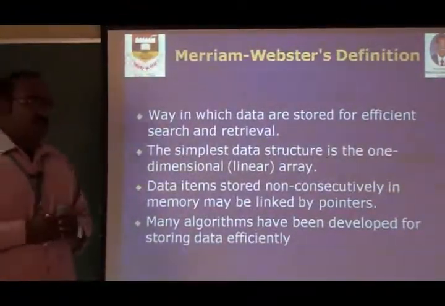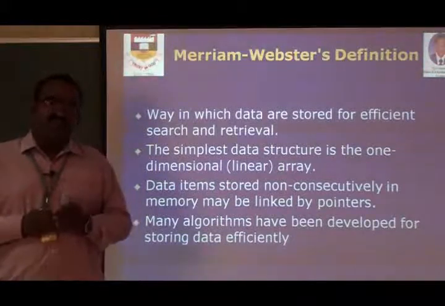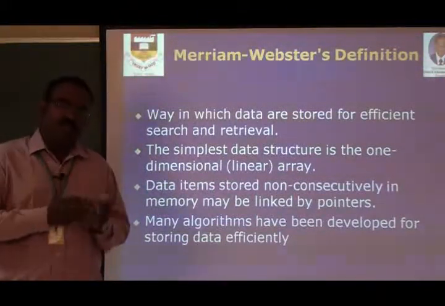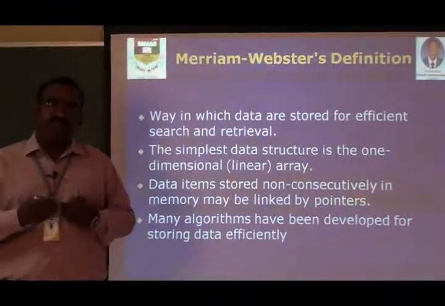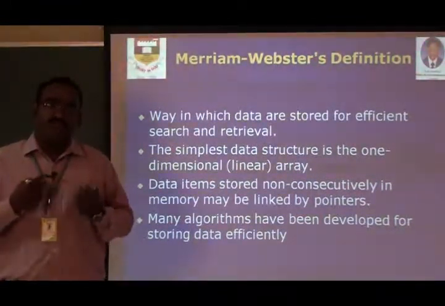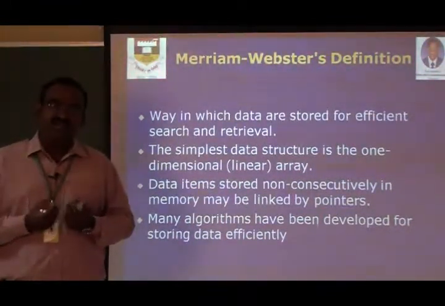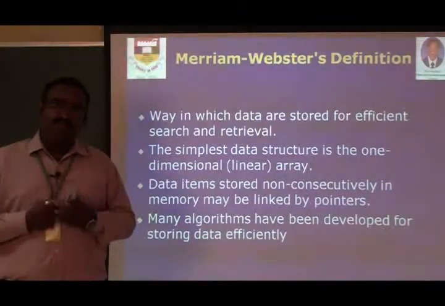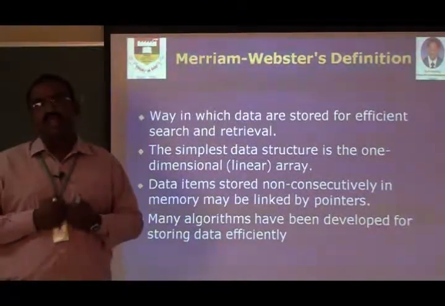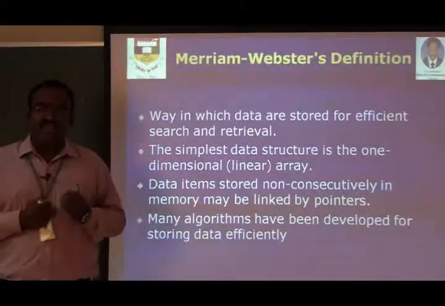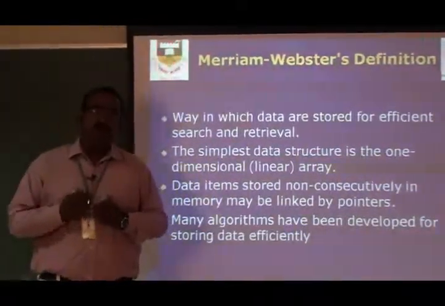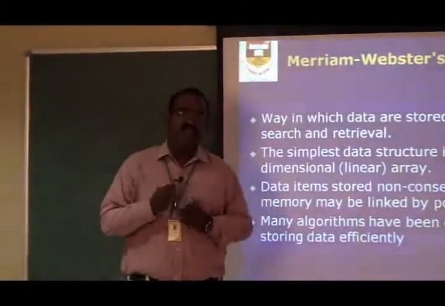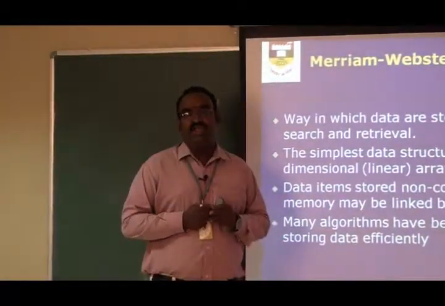Right. So we know that there are 2 kinds of memories. One is the main memory, another one is the secondary memory. The data are stored in a computer system in both the memories. So we have to develop and implement the data structures to store and retrieve the information from the secondary memory as well as the main memory. One of the famous sources on data structures, Merriam-Webster's, defines the way we are going to be storing and retrieving the information, that is, the types of data structures.